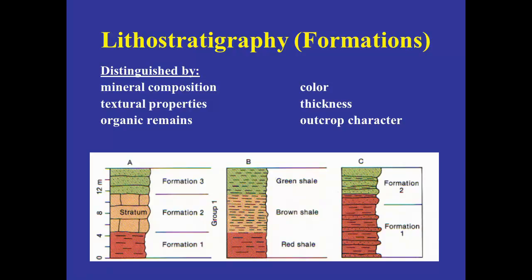But then notice the third example to the far right. We have a sequence of interlayered sandstones and shales. But even so, the geologist has been able to distinguish Formation 1 from Formation 2. In this particular example, what was used to distinguish these two different formations? Yeah, we're looking at the outcrop character, specifically what's the difference between Formation 1 and 2.